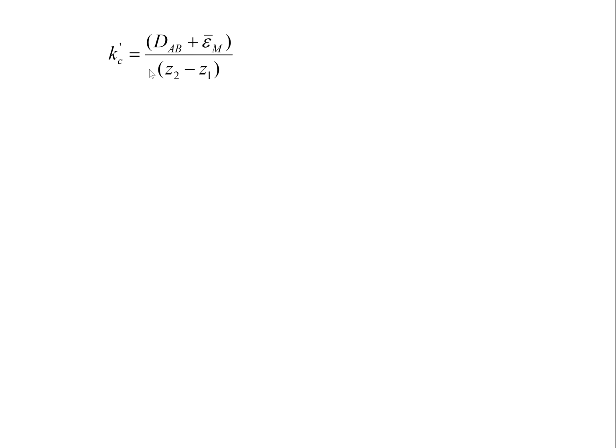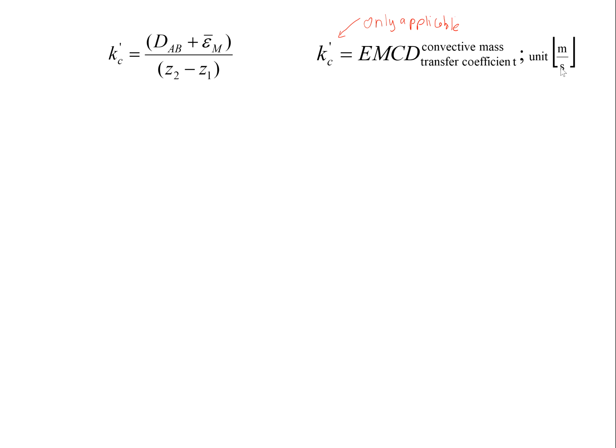Kc prime, as I mentioned, is equal to that term, which is the diffusivity of A in B plus the average eddy diffusivity, also divided by the path length. So Kc prime here actually represents the convective mass transfer coefficient for EMCD. So why EMCD? Because just now we saw the equation, and the equation was related to NA equals minus NB. So that's why this Kc prime is only applicable for EMCD. The unit is given as meter per second.